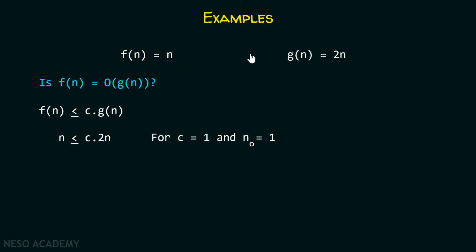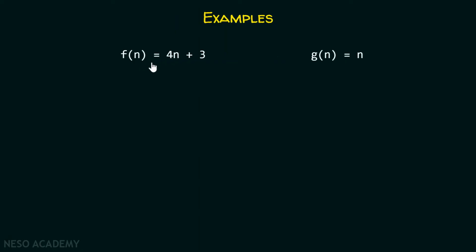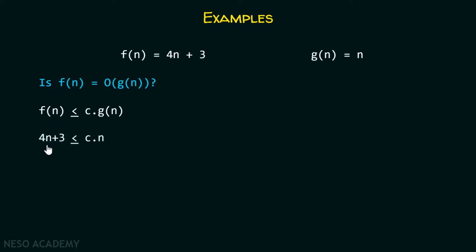Now let's see another example. Here f(n) is equal to 4n plus 3 and g(n) is equal to n. We need to find if f(n) is equal to big O of g(n). For this purpose, again according to the formal definition, we have to put something like this, that is f(n) is less than or equal to c dot g(n). We can clearly see that 4n plus 3 is not less than or equal to n, but we need to find if they are asymptotically equal. Let's replace f(n) by 4n plus 3 and g(n) by n here. After this we get 4n plus 3 less than or equal to c dot n.